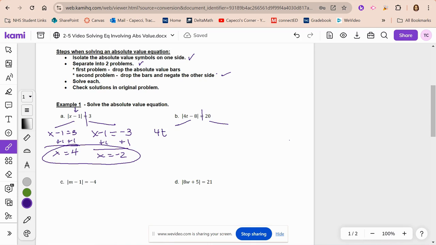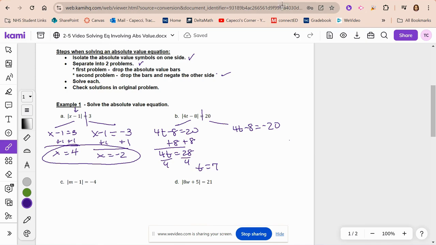So I have 4t minus 8 is equal to 20. And then I have 4t minus 8 is equal to negative 20, right? We have to remember to make that a negative sign. Notice that when I split it, the absolute value bars go away. So once I do that, then again, I just solve it like a normal equation. Divide by 4, and t is equal to 7.